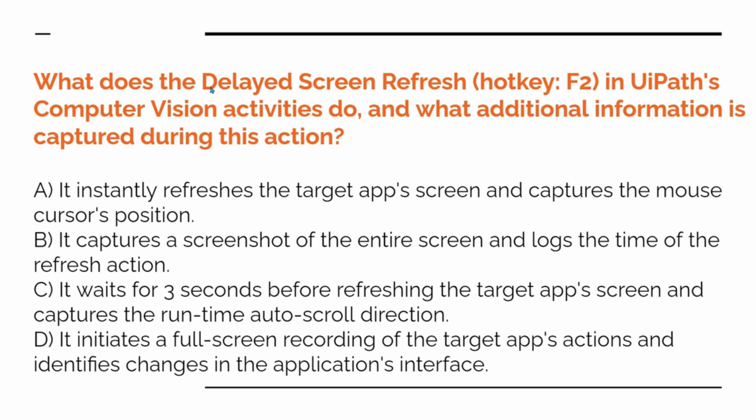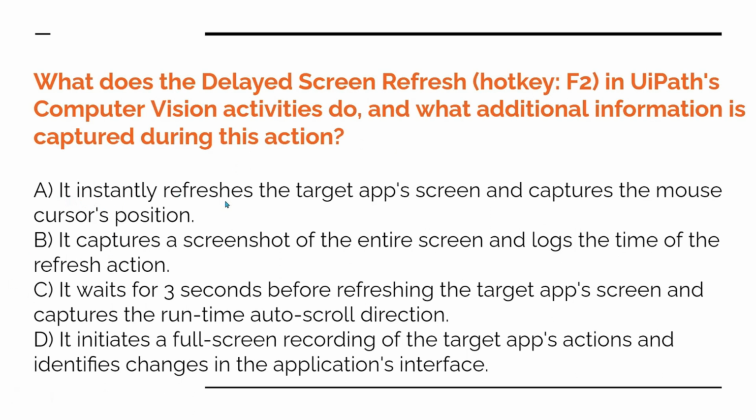What does the delayed screen refresh in UiPath's computer vision activities do? And what additional information is captured during this action? So it is clearly on the delayed refresh. There is no comparison. It is simply saying what it does, right? What is the additional information captured during the action?